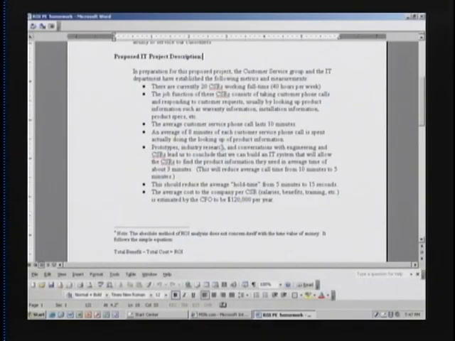All right, so now prototypes, industry research, and conversations with engineering and CSRs lead us to conclude that we can build an IT system that will allow the CSRs to find the product information they need in an average time of about 3 minutes. Okay, so this will reduce the average call time from 10 minutes to 5 minutes, while at the same time, it should reduce the average hold time from 5 minutes down to nearly negligible. Okay, we're estimating about 15 seconds.